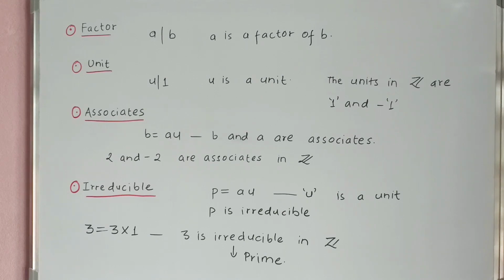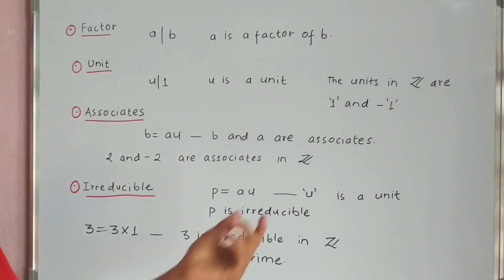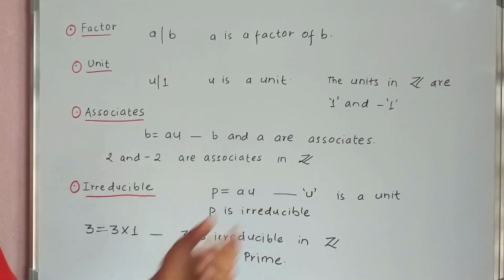The fourth term we have is irreducible. If P is not equal to 0 and not equal to 1, and whenever P equals A times U, where U is a unit, then P is irreducible. For example, 3 equals 3 times 1. So 3 is irreducible in Z. In fact, all primes in Z are irreducible.